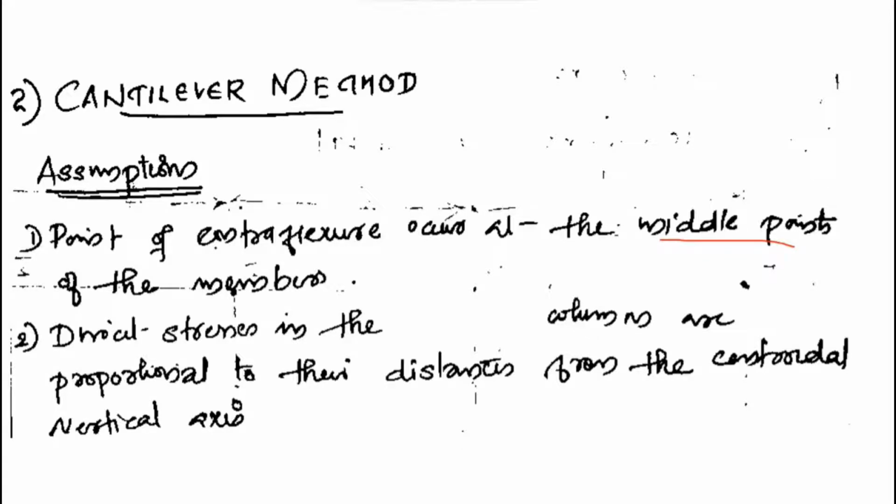The second assumption is that direct stresses in the columns are proportional to their distance from the centroidal vertical axis. Direct stresses in the columns are proportional to their distances from the centroidal vertical axis. Let us know these assumptions in detail.